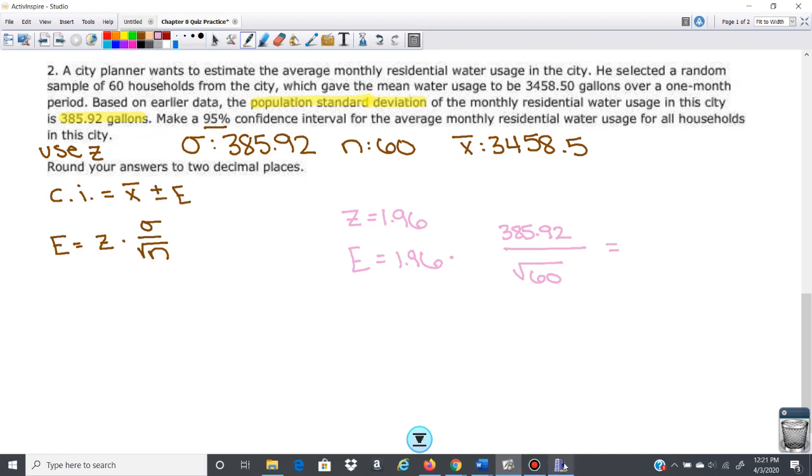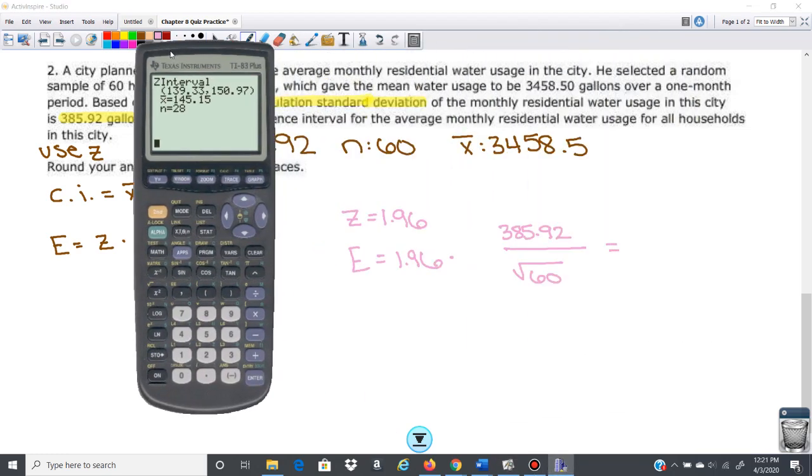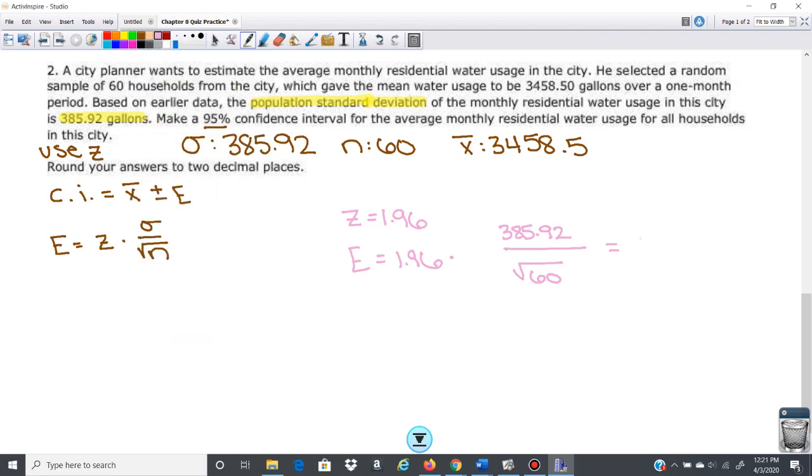So let's plug that into our calculator and see what we get. I'm going to go 385.92 divided by the square root of 60, and then multiply that by 1.96. So 97.65 here. Okay, so that's my margin of error, 97.65.